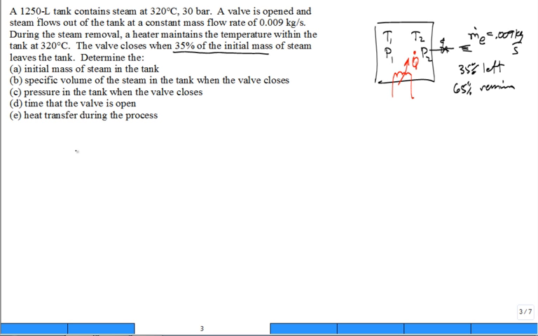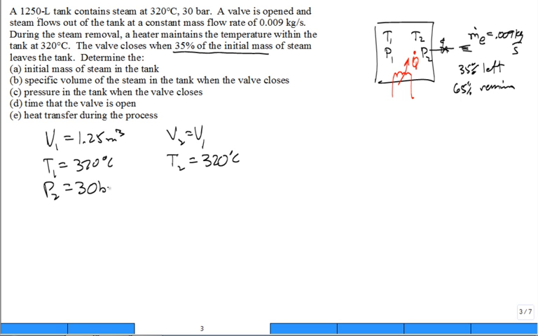Let's talk about state 1. The things that don't change are the volume of the tank. So V1 of 1.25 meter cubed is equal to V2. Volume of the tank doesn't change from initial to final state. The temperature of the contents start at 320 degrees C. Because of the heater, they stay at 320 degrees C. The pressure starts at 30 bar. We don't know what the final pressure is.